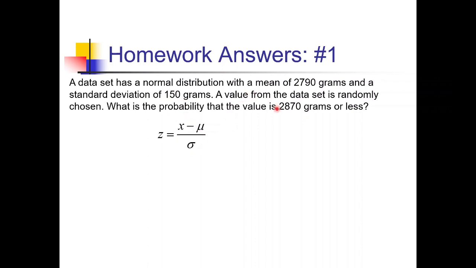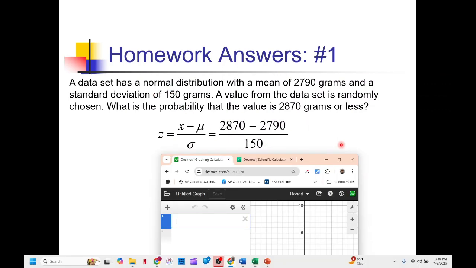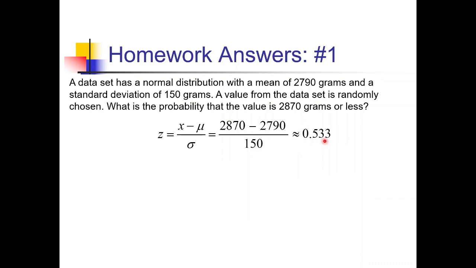So we have 2870 minus mu, that's this 2790, all over sigma, the standard deviation of 150. Let's see what that comes out to. We've got 2870 minus 2790 all over 150. So this is roughly 0.533. Now we do need to be careful because the z-score is not the actual probability that they're looking for.